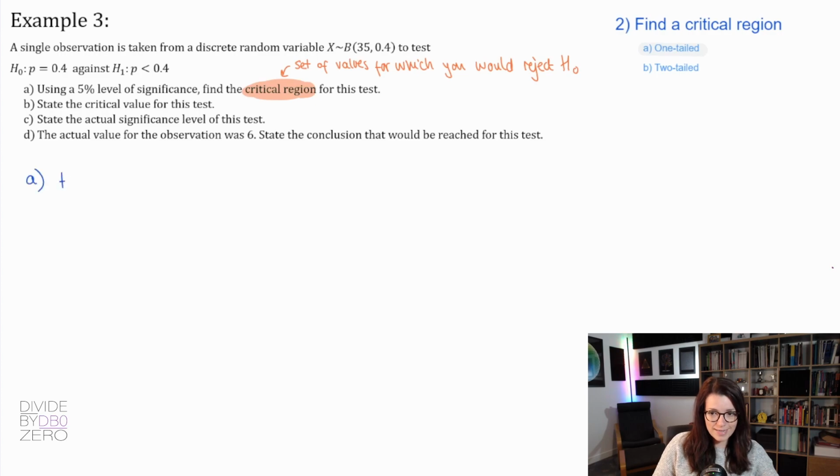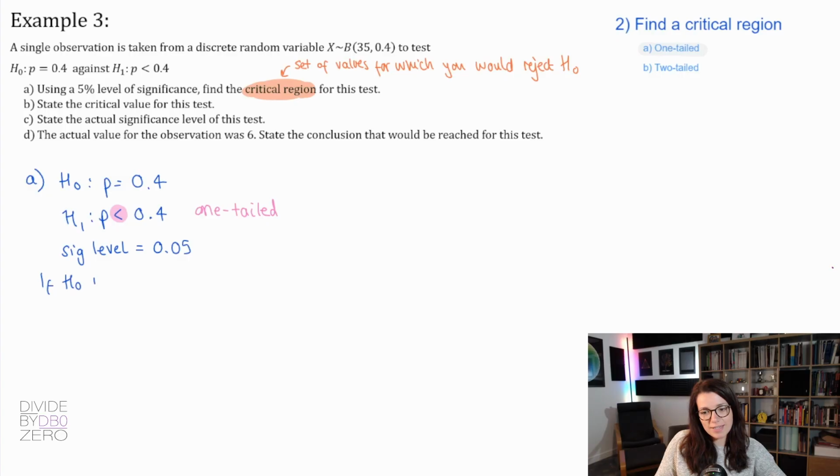So we should always state what H0 and H1 are. In this case, they're given. So H0 is p equals 0.4 and H1 is p is less than 0.4. So it's a less than inequality, which means it's one-tailed. So the significance level can stay at 0.05. In this case, if H0 is true, then X is binomially distributed 35, 0.4. And here's where we need to do something different. So we need to be able to see the probabilities for a bunch of different observation values.